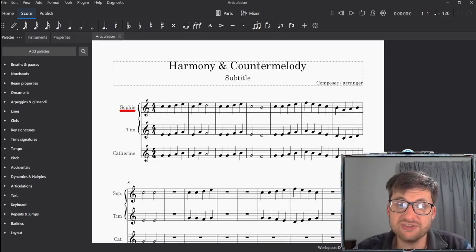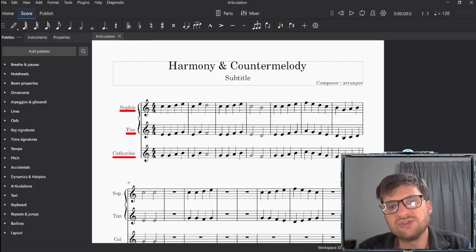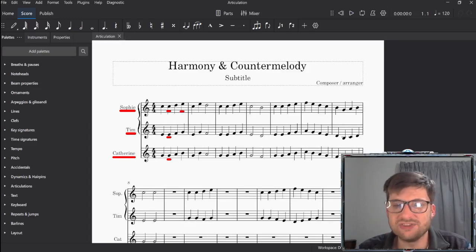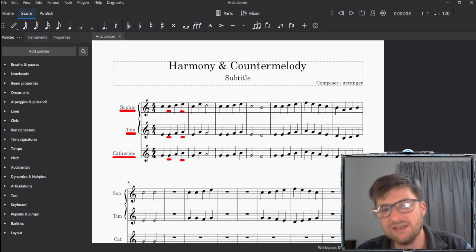Now Sophie is still singing the melody, and Tim is singing in thirds. Well, let's introduce Catherine, who is going to be singing in fifths. So when Sophie sings C, Tim sings E, and Catherine sings G. When Sophie sings E, Tim will sing a G and Catherine will sing a B. The point is our three singers are really just making chords now.